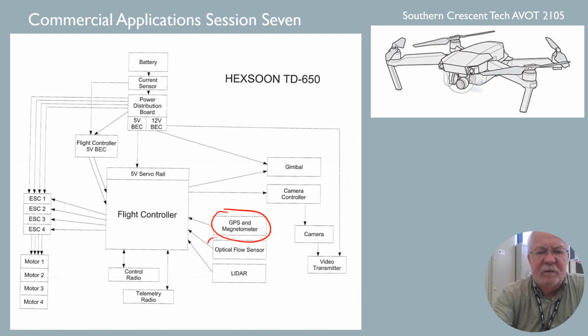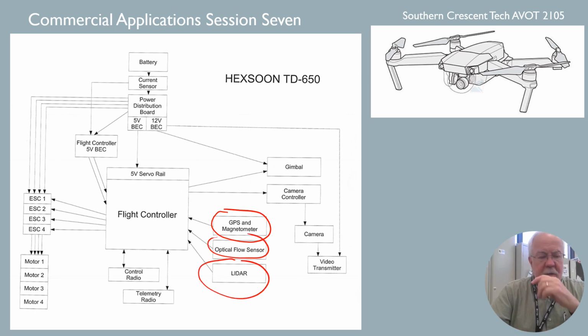GPS, magnetometer, optical flow sensors, LiDAR. We're not talking about LiDAR mapping. It's LiDAR just as a visual sense of obstacles in the area. So in this particular drone, they're using this for the optical sensor to determine obstacle avoidance and landing information. All that information, you can see the arrows going into the flight controller. The flight controller is going, okay, I need this information to process to maintain stability.